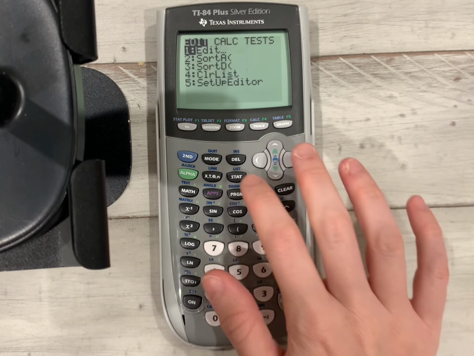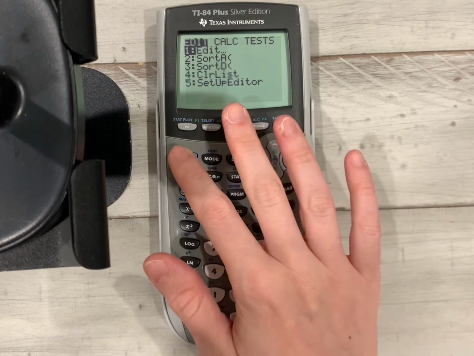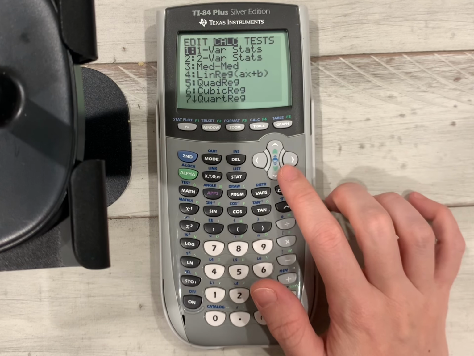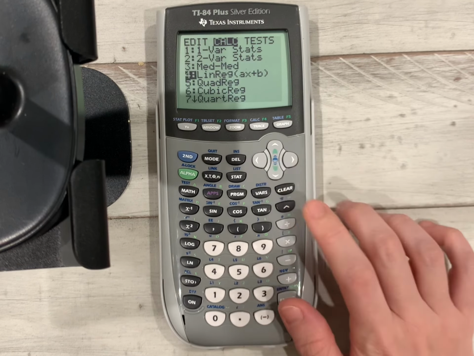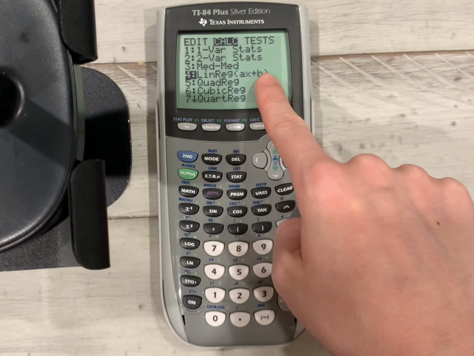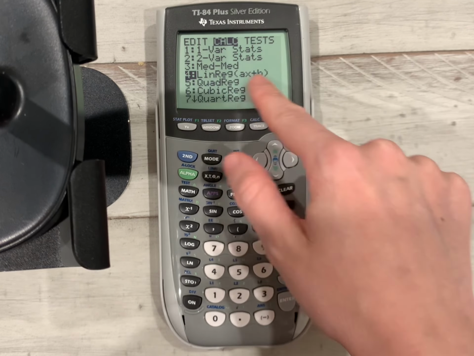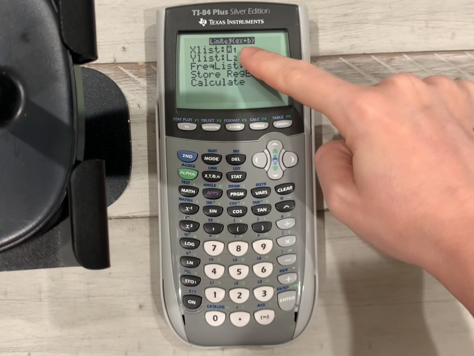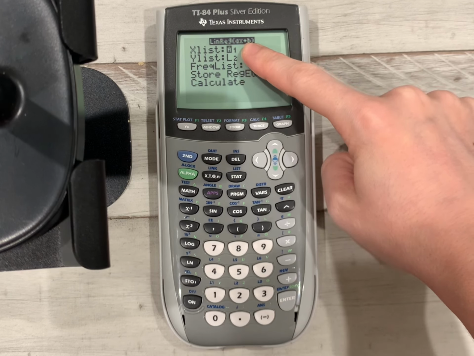You're going to go back to Stat. I'm actually going to quit out of it. Go back to Stat, over to Calc, and go down to Option 4, Linear Regression ax plus b. This is the form that we want our line of best fit in. So I'm going to click Enter. My X list, my list of X values, is list 1.